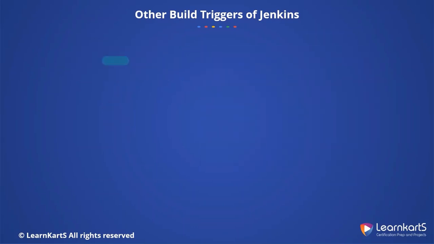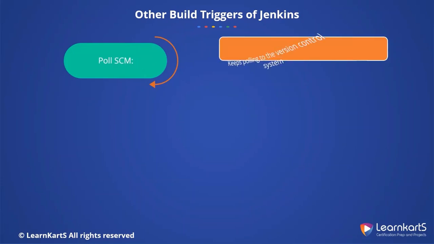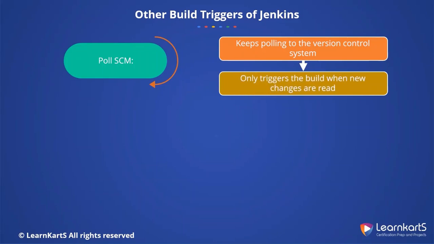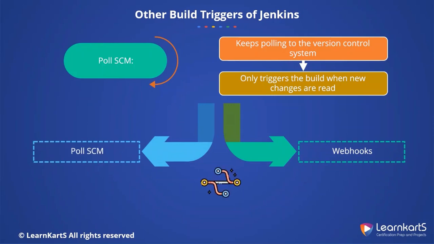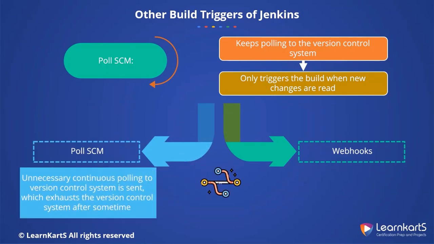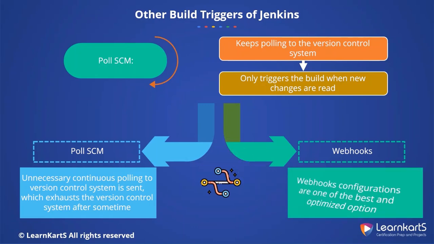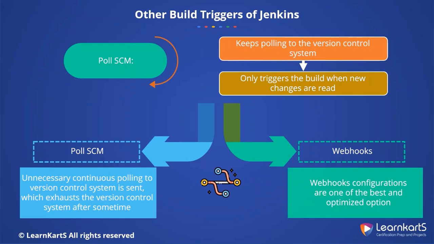And the last option is Poll SCM, which we were talking about earlier. It keeps polling the version control system and only triggers a build when new changes are there. The only difference between the webhook and Poll SCM is that Poll SCM unnecessarily keeps sending requests to the version control system, which after a certain time becomes exhausting for the version control system to process. That's why the webhook configuration is one of the best and most optimized options available.